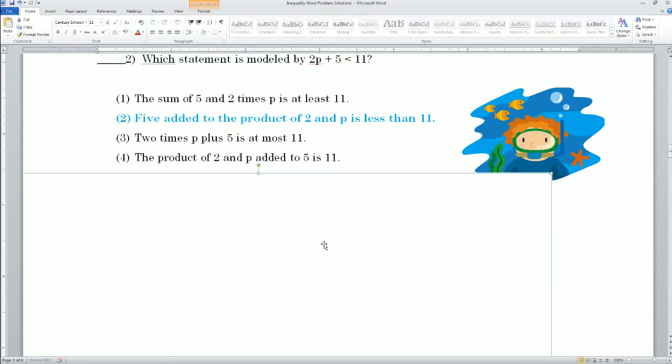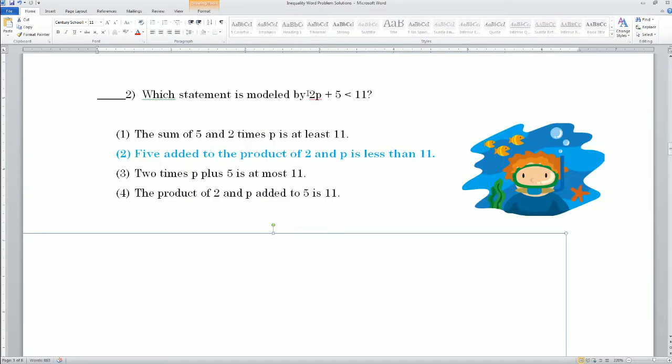All right. Next one. Which statement can be modeled? Right here. It is a 5 added to the product of p and 2 is less than 11.